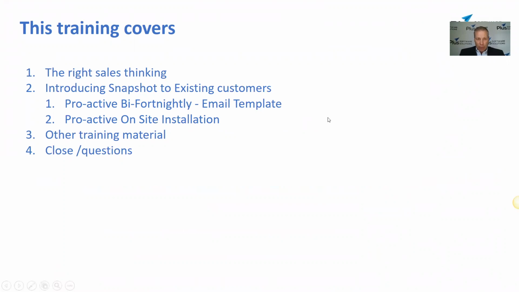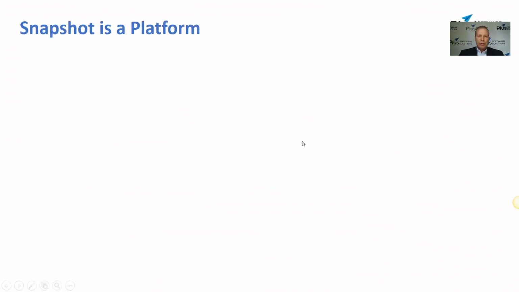The training covers the right sales thinking. It covers introducing Snapshot to existing customers. Then there is the bi-fortnightly proactive email template we'll talk to you about. And if you're on site with the customers, we'll explain what to do there as well, and close and questions.